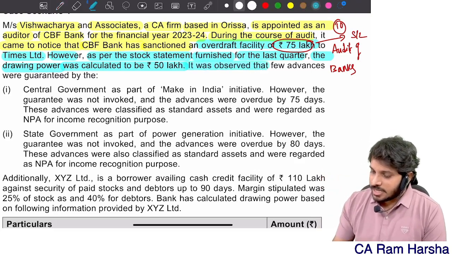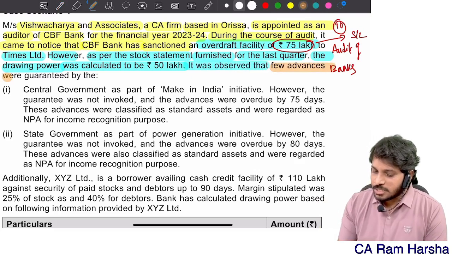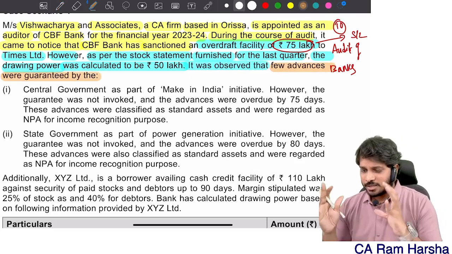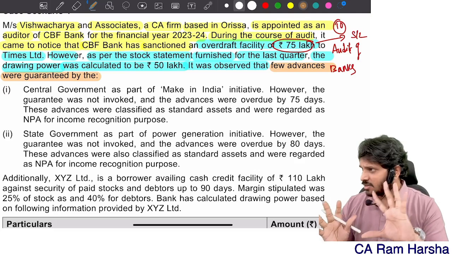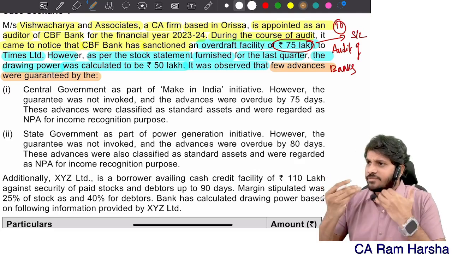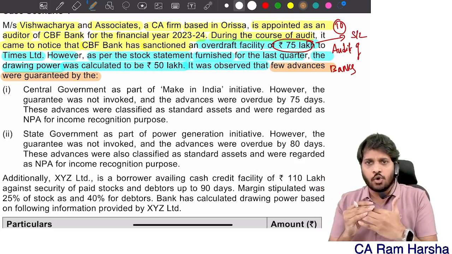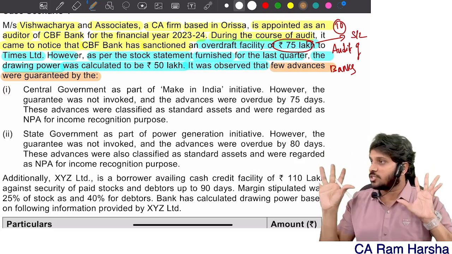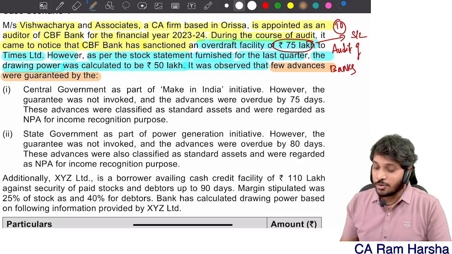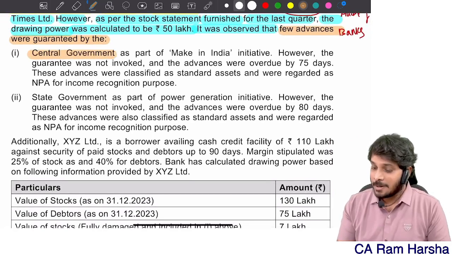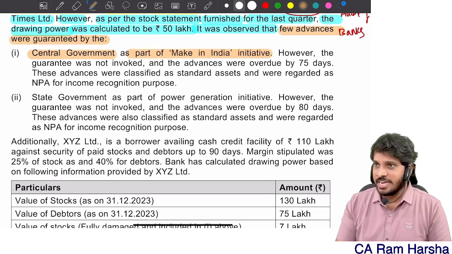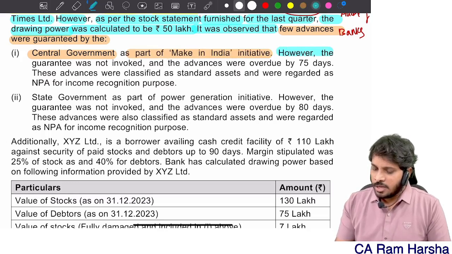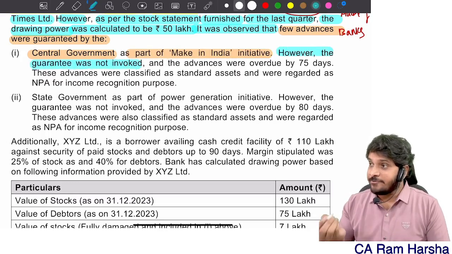It was observed that few advances were guaranteed. They have given loans, and when the auditor is verifying loans, he came across some loans and advances. They were guaranteed by whom? Central government, as a part of Make in India initiative. However, the guarantee was not invoked.